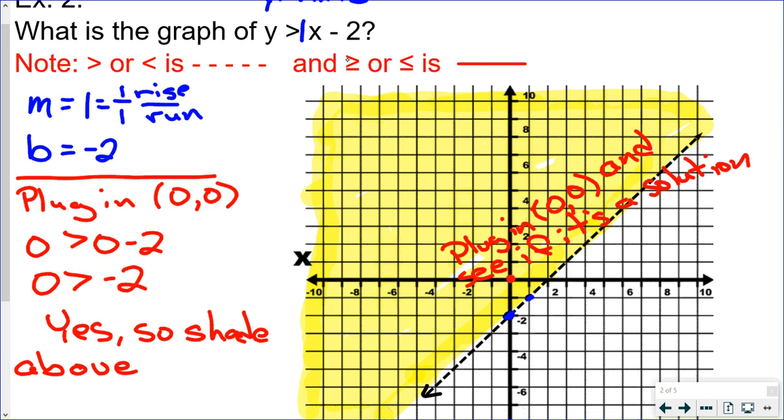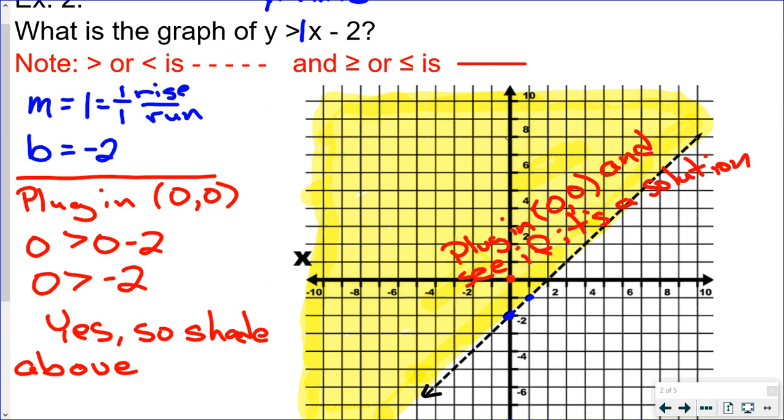So it's not just a line. It's a line that's either dashed or solid based upon what type of inequality you have. So or equal to is a solid line. If it isn't or equal to, it's a dashed line. And then you have to shade either above the line or below the line. So again, any point in the shaded area is a solution to this linear inequality. So again, let's try a point.